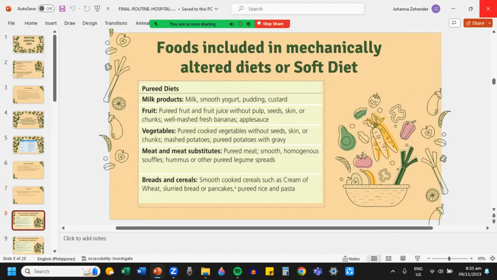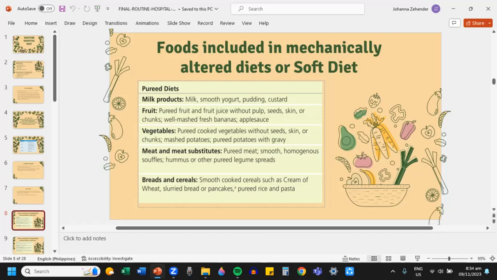Now we have foods included in mechanically altered diets or soft diets. So we have puree diet, so milk products like milk, smooth yogurt, pudding, custard. For fruits, we have pureed fruits and fruit juice without pulp, seed, skin, or chunks. We also have well-mashed fresh bananas and applesauce. For vegetables, we have pureed cooked vegetables without the seeds, skin, or chunks.